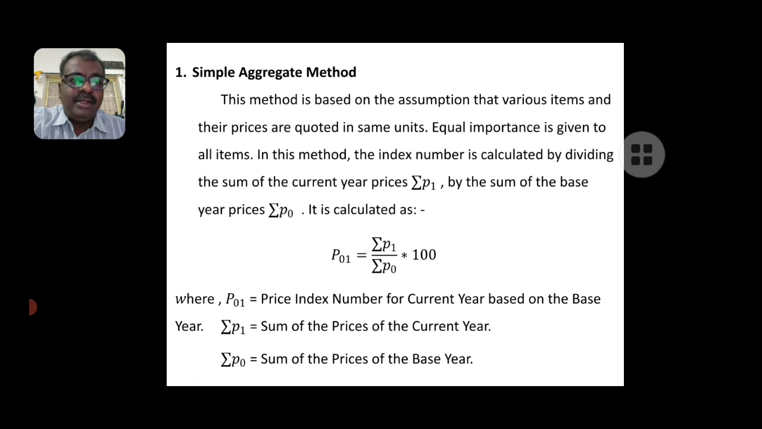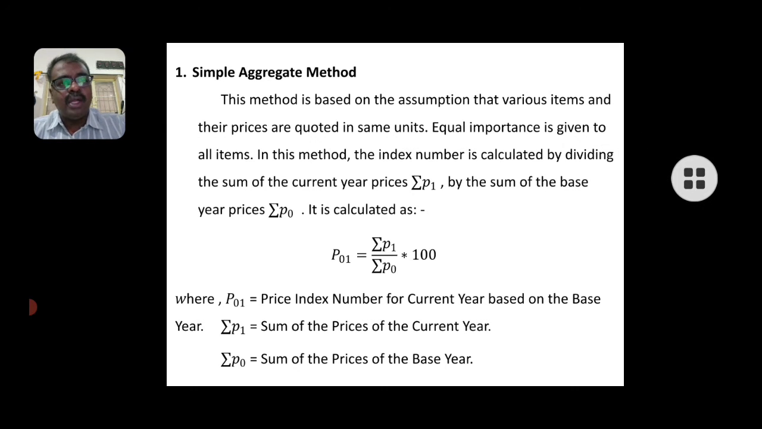Simple aggregate method. This method is based on the most important assumption that various items and their prices are quoted in the same units. Therefore, equal importance is given to all the items. So when I state equal importance is given to all the items, it means this comes under the unweighted method of calculating index numbers. We have two main broad methods. One is the unweighted method of calculating index numbers, and the second one is the weighted method. So this is under the first part, that is the unweighted method.